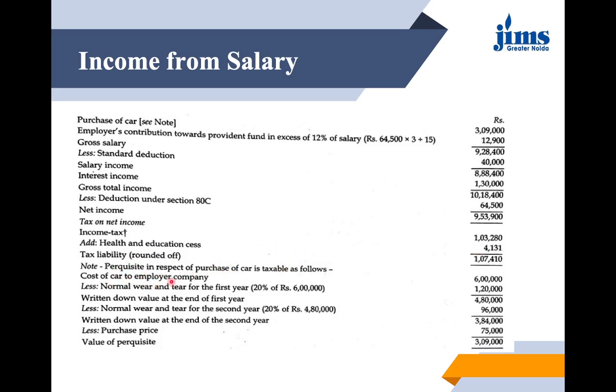So cost of the car to the company is 6 lakh rupees. The normal wear and tear for the first year, because 20% is the rate at which we provide the depreciation, so 1,20,000 would be subtracted from it. So for the first year, written down value would be 4,80,000. Normal wear and tear for the second year also, 20% of this 4,80,000, that is 96,000. So written down value at the end of the second year is 3,84,000, and it is being purchased by her in the third year. The purchase price that she is paying is 75,000. So we will subtract it and we will be able to obtain that she has earned a profit of 3,09,000. So we have shown that only here in case of purchase of car. It would be considered as her income.